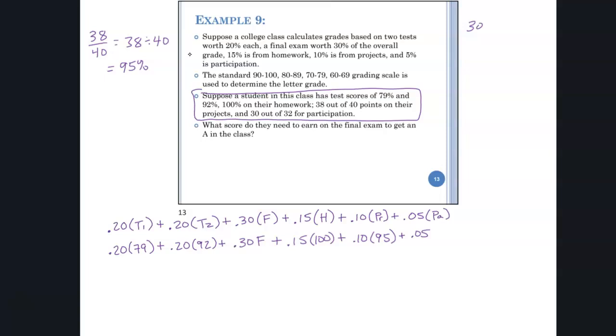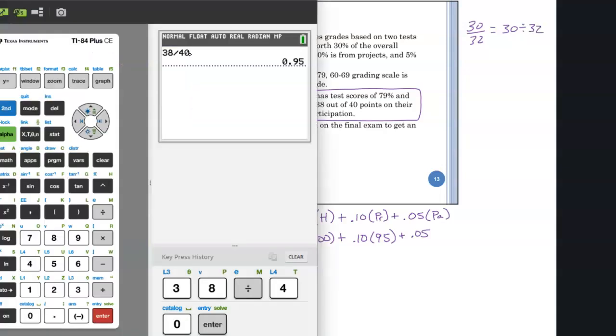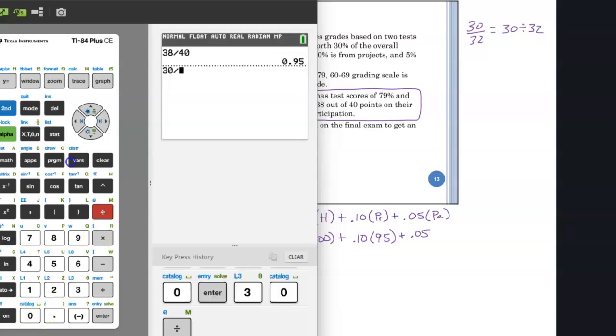So they got 30 out of 32 points participation, which is really 30 divided by 32. So if I want to change that fraction to a decimal, I would just divide 30 by 32.